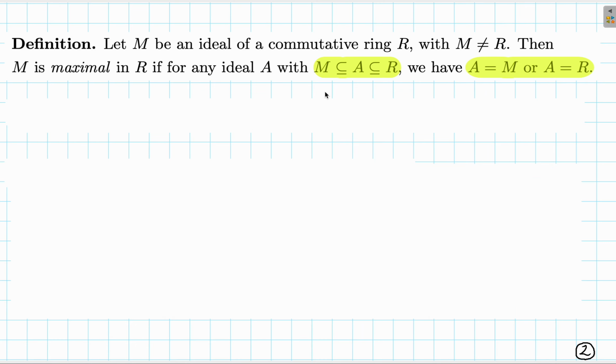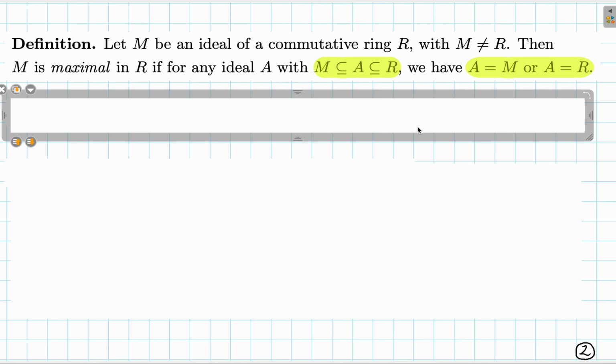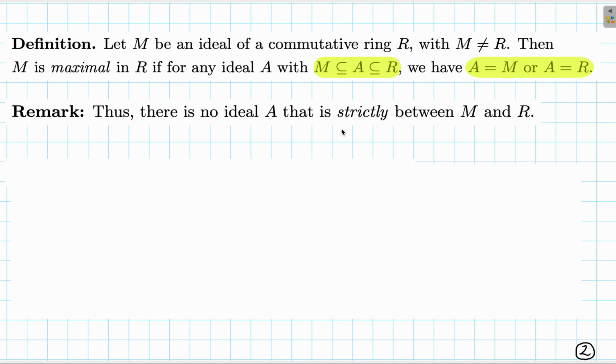And once again, here's the definition of a maximal ideal. Let M be an ideal of a commutative ring R with M not equal to R. Then we say that M is maximal in R if for any ideal A that's sandwiched between M and R, we must have A equals M or A equals R. In other words, the only way in which this ideal A can be sandwiched between M and R is if A is equal to one of the endpoints, namely M or R. And that's another way of saying that, once again, there is no ideal A that is strictly between M and R.